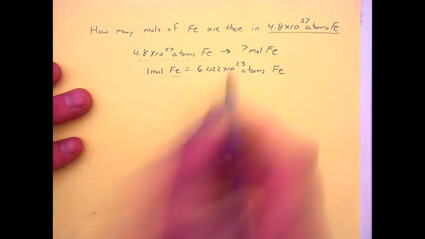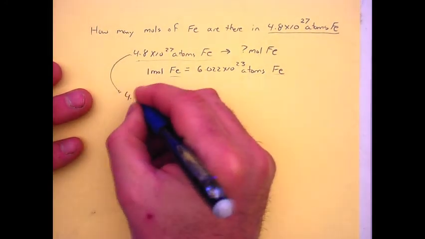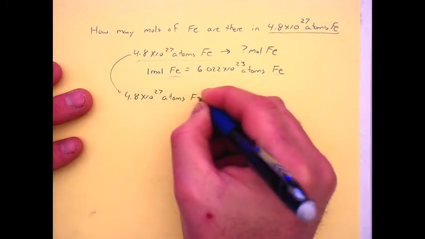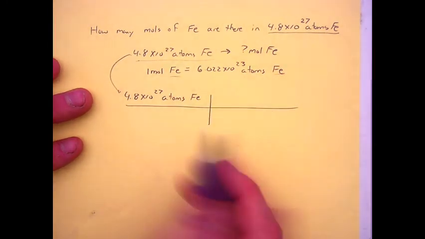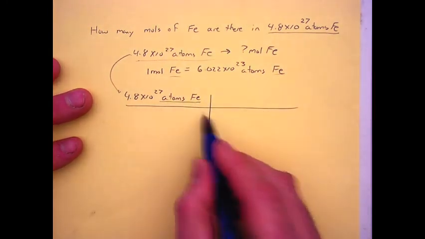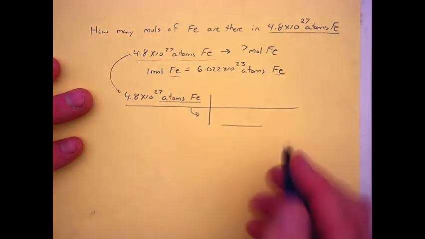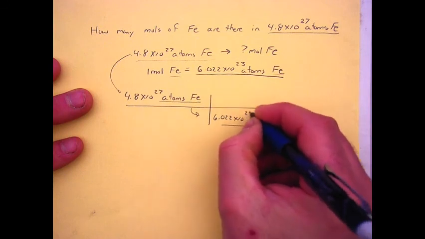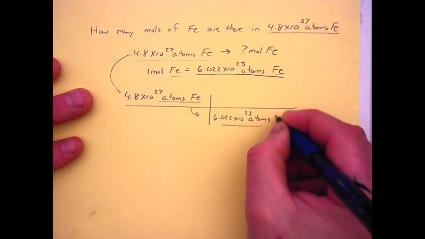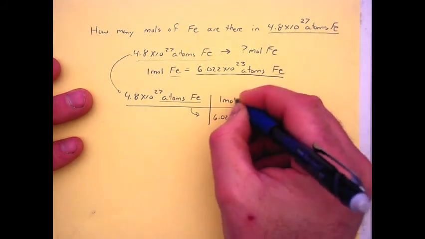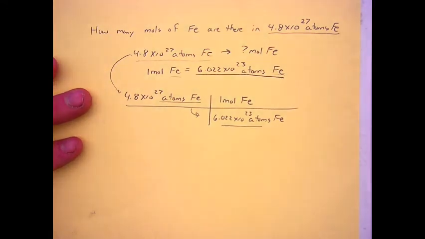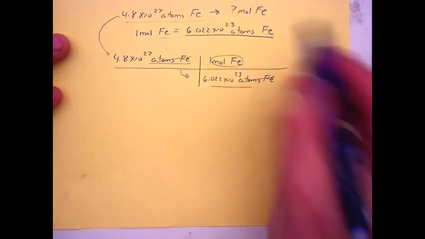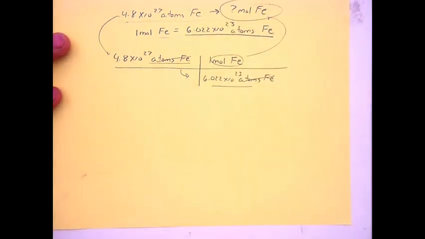So I set up our grid again, since we only had one bridge. I have 4.8 times 10 to the 27th atoms of iron in the top left-hand cell. This time, since we have atoms of iron on top, we want to have atoms of iron on the bottom. So we use this right here. We put Avogadro's number of atoms of iron on the bottom and 1 mole of iron on top. Atoms of iron cancel out, leaving us with moles of iron, which is exactly where we want to end up.